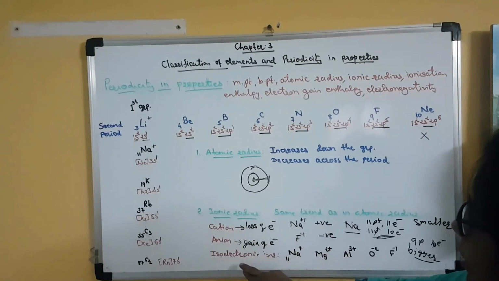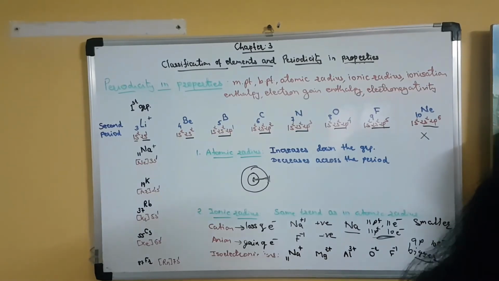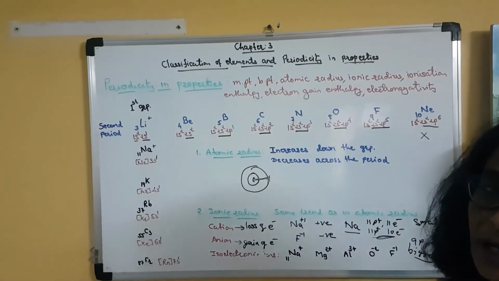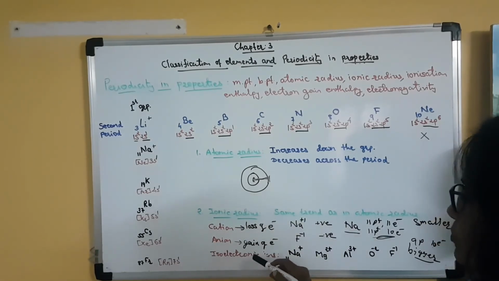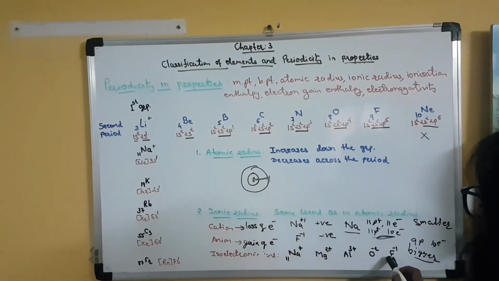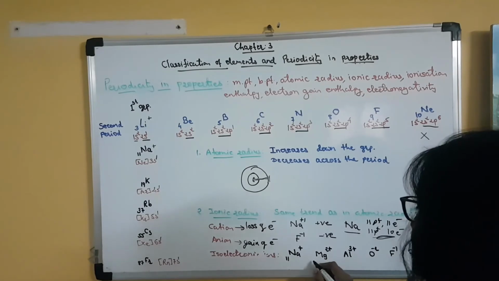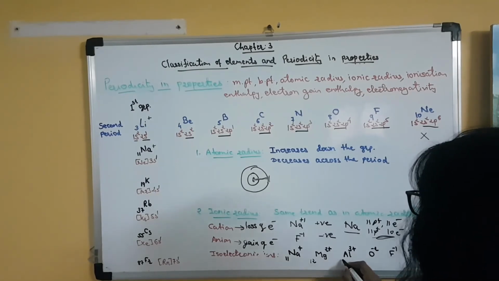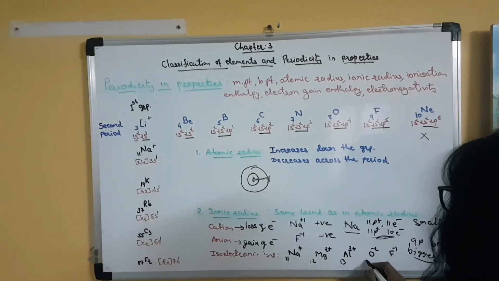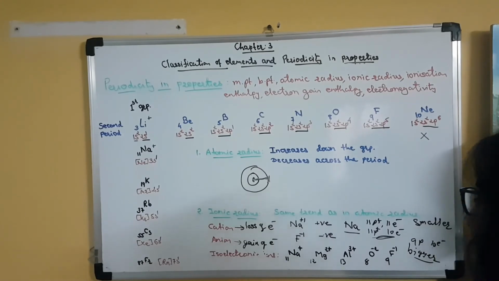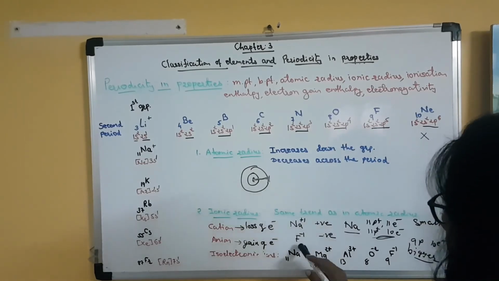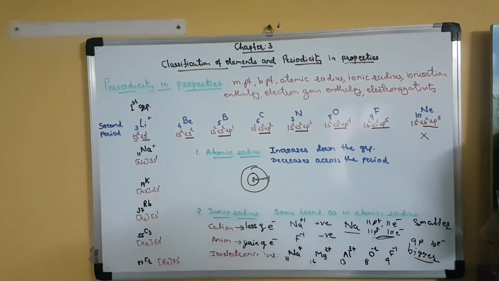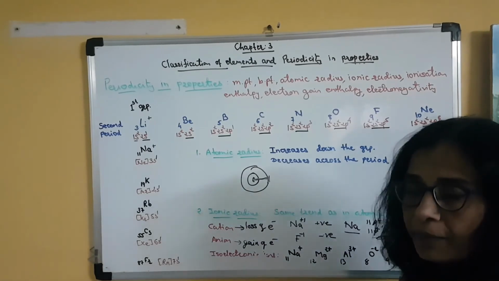Now here the important thing is about isoelectronic ions. Now what is iso? Iso means same. Isoelectronic means same number of electrons. So though these are the ions of different elements, for example sodium is 11, magnesium is 12, aluminium is 13, oxygen is 8, fluorine is 9, all of these have different atomic numbers and different charges also, but the number of electrons in them is the same.